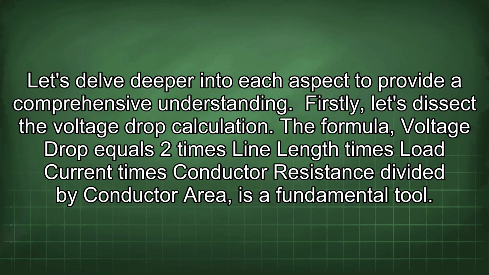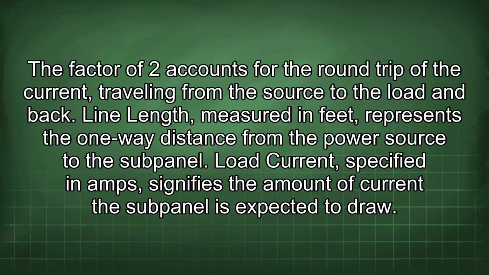Let's delve deeper into each aspect to provide a comprehensive understanding. Firstly, let's dissect the voltage drop calculation. The formula, voltage drop equals 2 times line length times load current times conductor resistance divided by conductor area, is a fundamental tool. The factor of 2 accounts for the round trip of the current, traveling from the source to the load and back. Line length, measured in feet, represents the one-way distance from the power source to the subpanel.